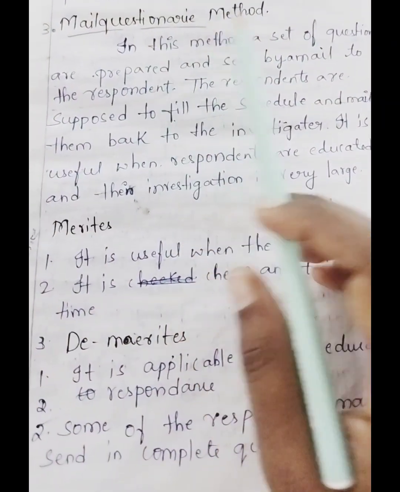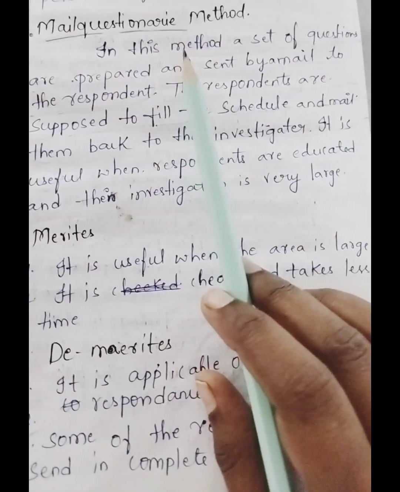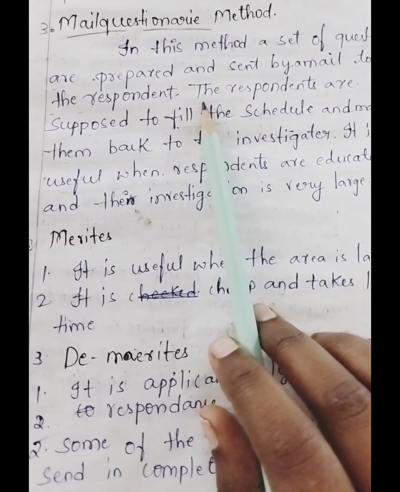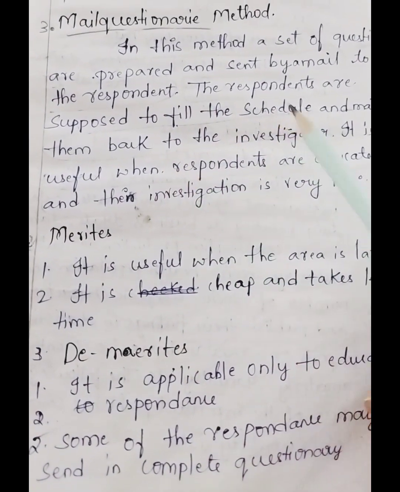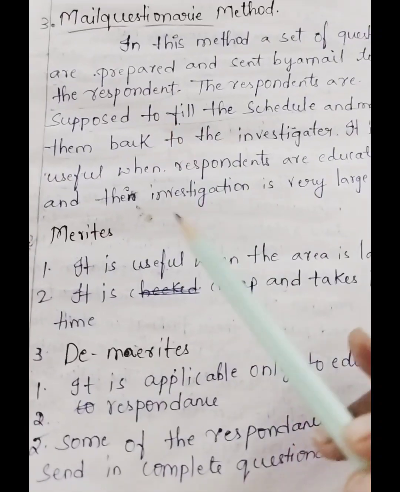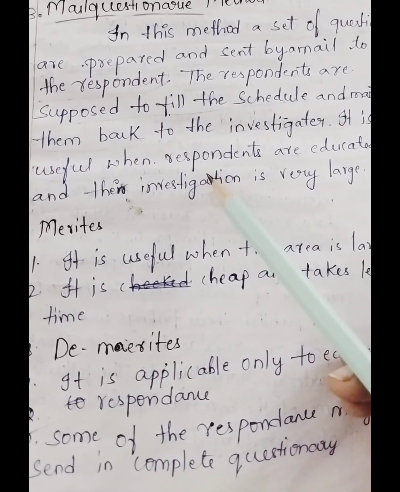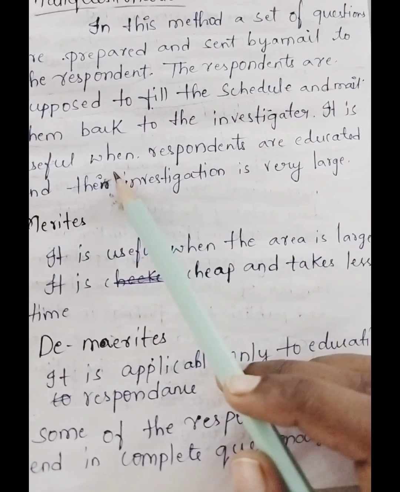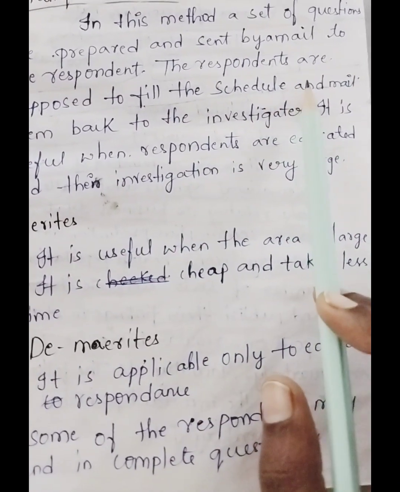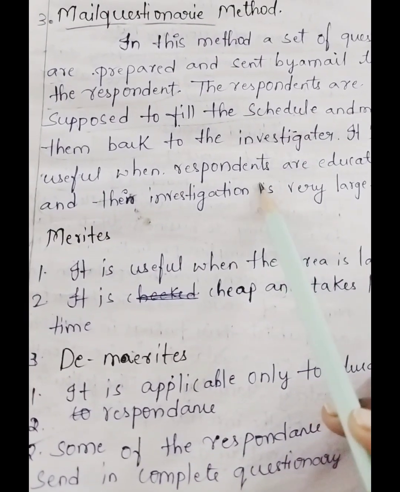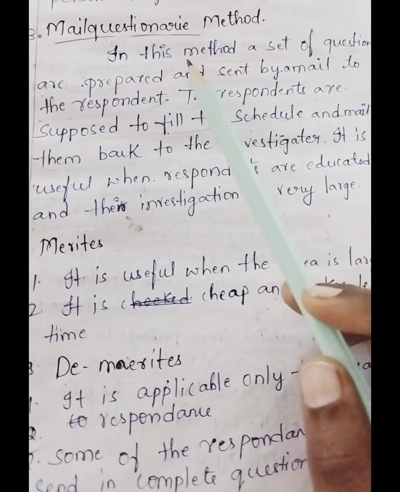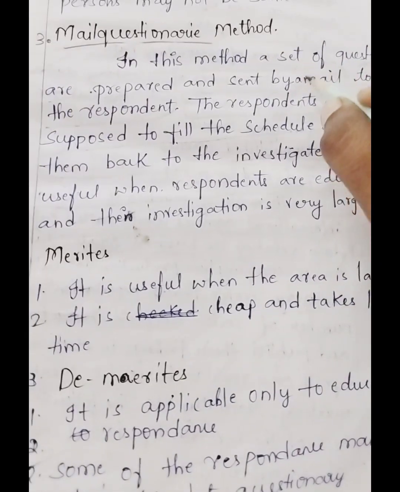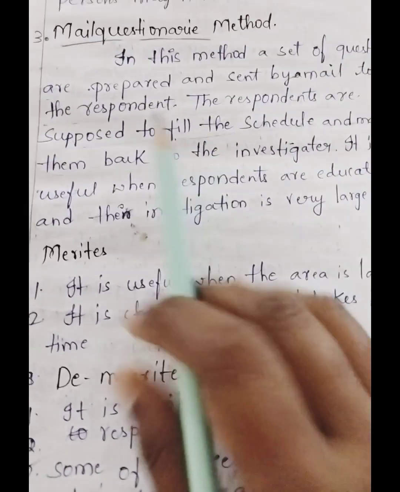The third method is the mailed questionnaire method. In this method, the investigator sends a set of questions to the respondent by mail. The respondent is expected to fill in the answers to the questions sent by the investigator and send them back to the investigator by mail itself. This is called the questionnaire method. Let's see the definition clearly. In this method, a set of questions is prepared and sent by mail to the respondent.